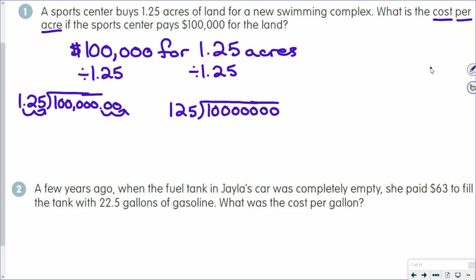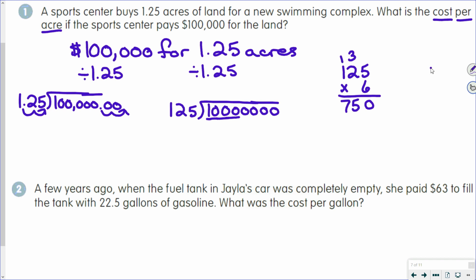Hmm. 125 will not go into 1 or 10 or 100, but it will go into 1,000. So way back in the beginning of the year, one of the strategies that we went over for division was to make a guess and see what happens. Okay? So you might think that 125 goes into 1,000 6 times. Spoiler alert, it doesn't. But you would do your work and you would see what happens.